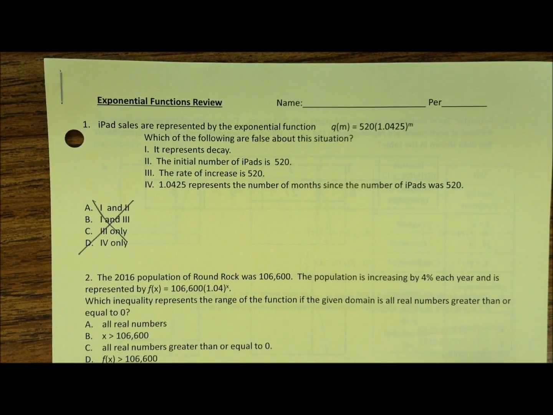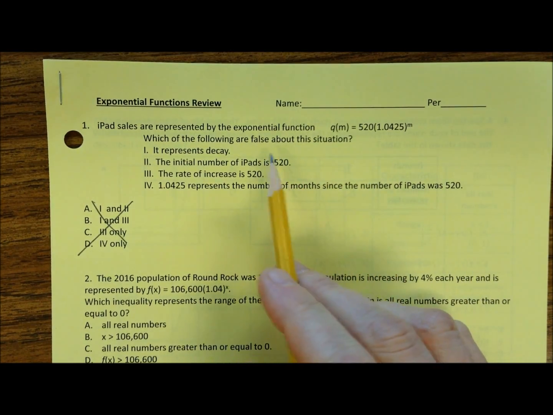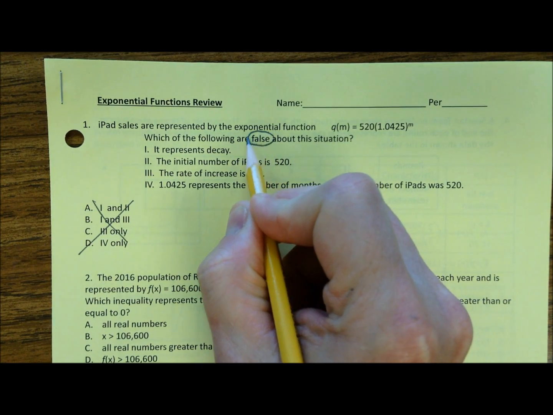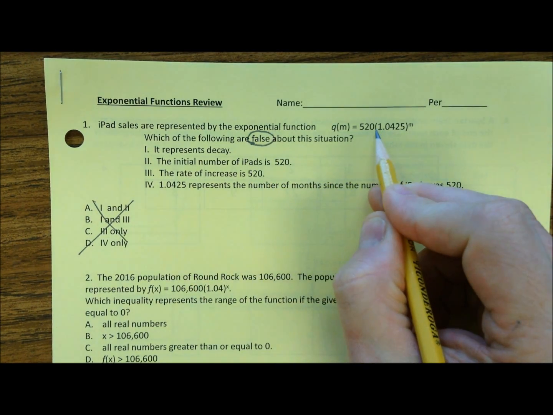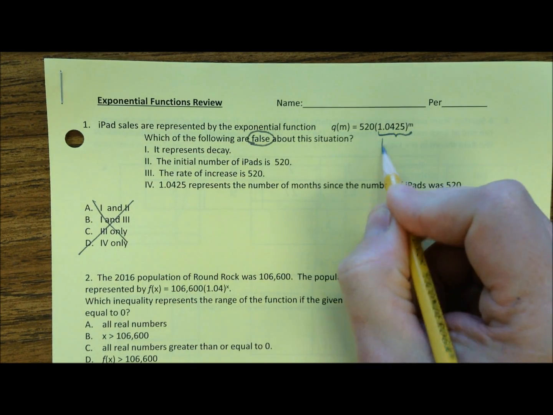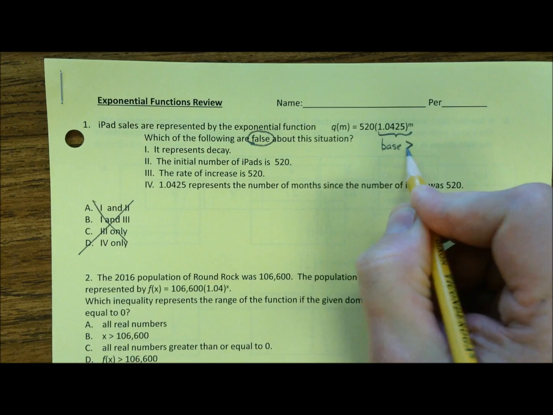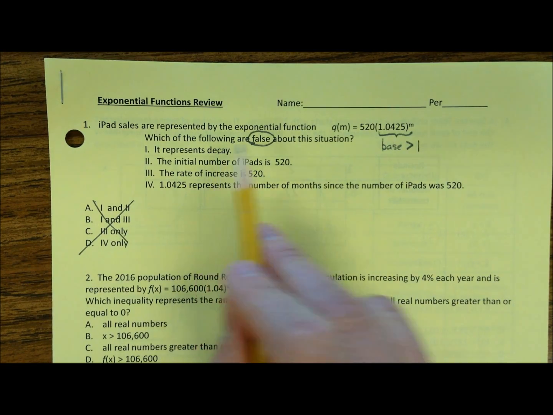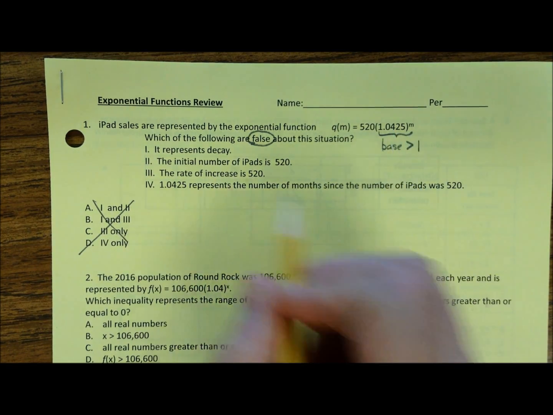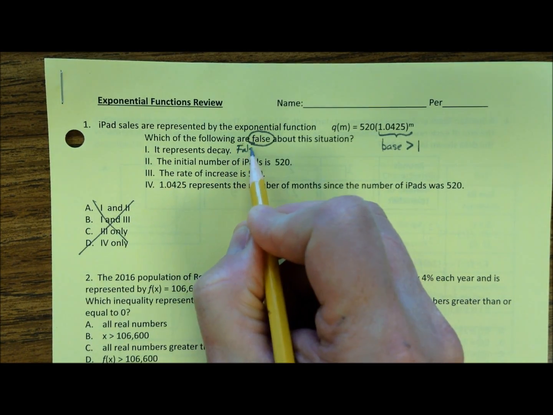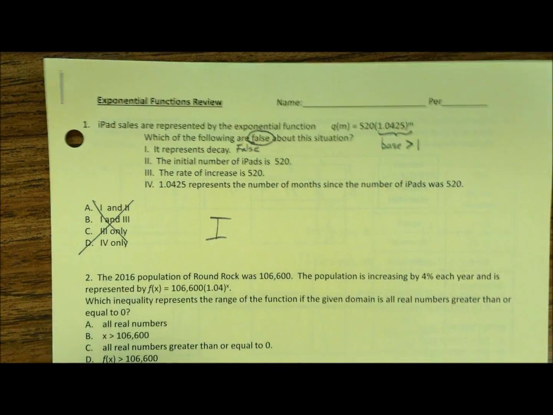All right. So as you take a look at this one right here, which ones are false? So we're going to draw a conclusion here. We got to know this is a growth because this base is more than 1. So this one right here is going to be false because it's not a decay problem. The base is more than 1. It is a growth problem. So this one is going to be false. So our answer should include number 1.